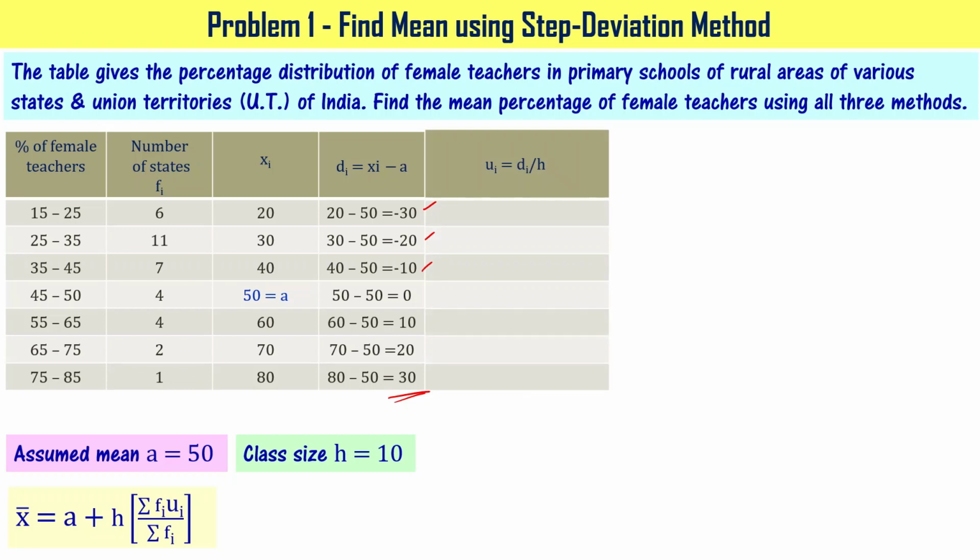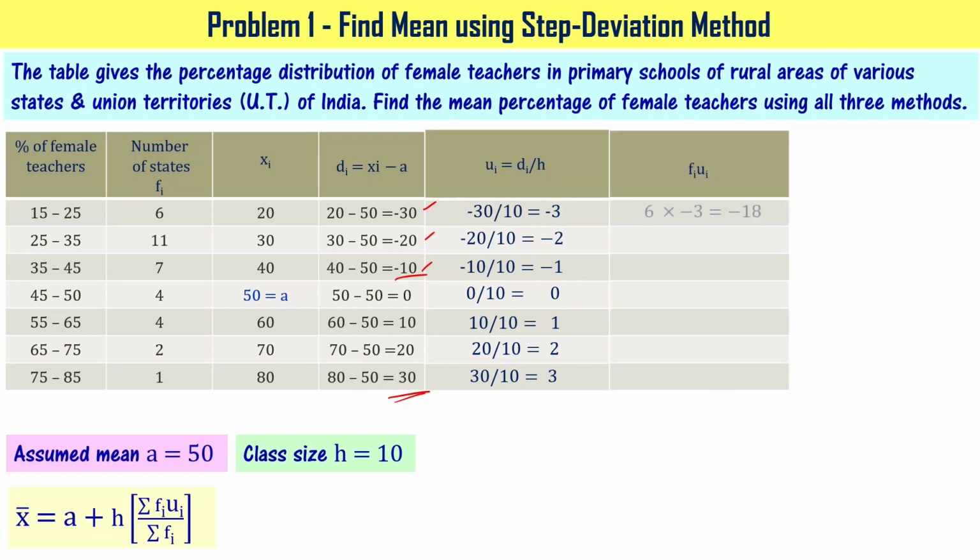For the first class, it is going to be minus 30 divided by 10, that is minus 3. For the next class, it is minus 20 divided by 10, that is minus 2. For the next class, it is minus 10 divided by 10, that is equal to minus 1. Next one, 0 by 10, 10 by 10, 20 by 10, 30 by 10, right? You have now ui, you know fi. Let's find values of fi ui. Fi ui for the first class, it is 6 times minus 3, that is equal to minus 18.